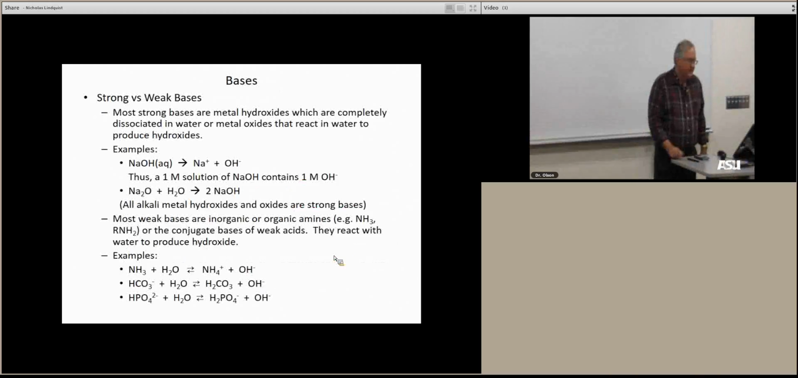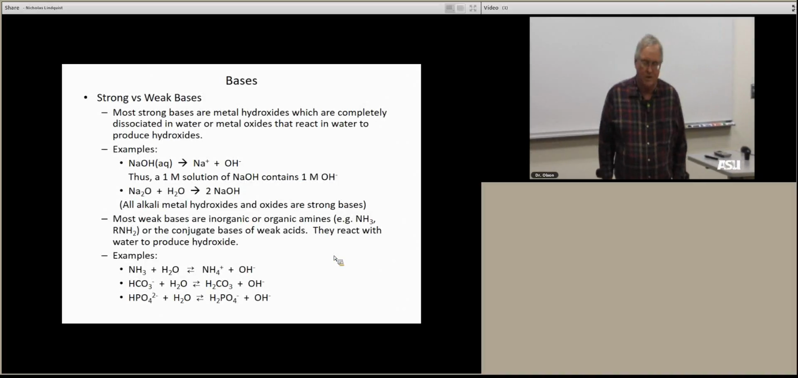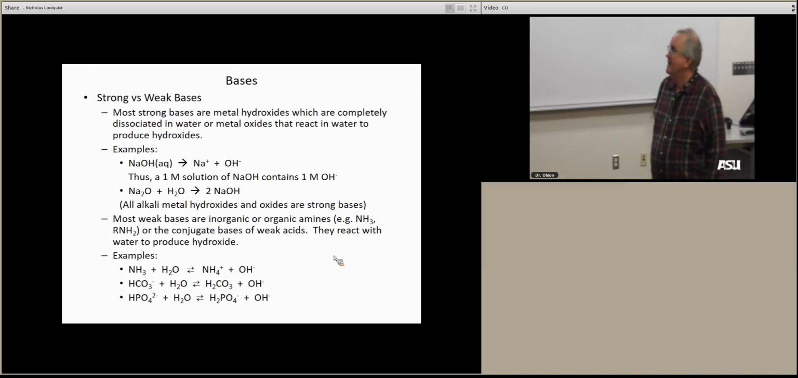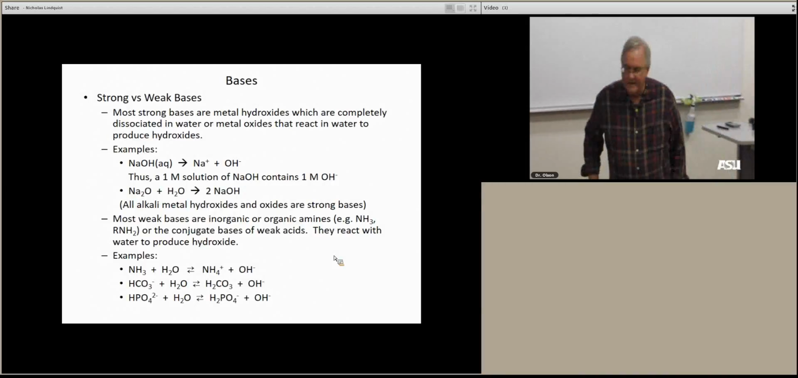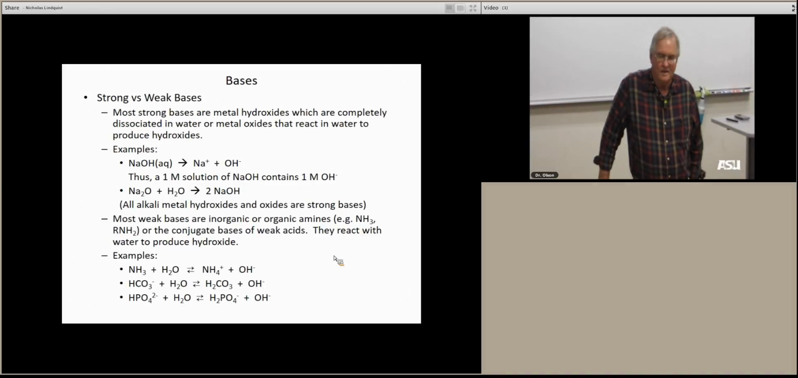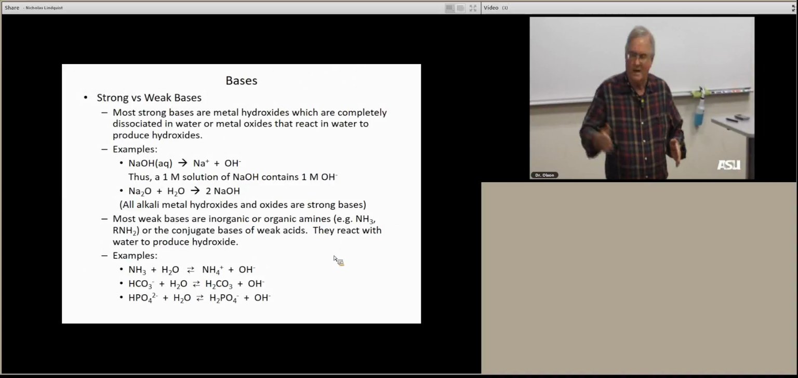Okay, so we've talked about strong versus weak acids. We can also talk about strong versus weak bases. And so most strong bases are things like metal hydroxides, like sodium hydroxide, potassium hydroxide, calcium hydroxide. And what that means is that when they dissolve in water, they dissolve completely. If I have 1 molar sodium hydroxide, I have 1 molar hydroxide ion when it dissolves in water.